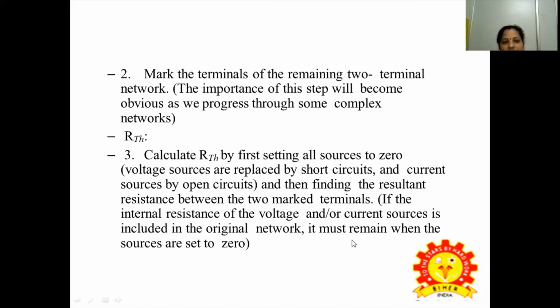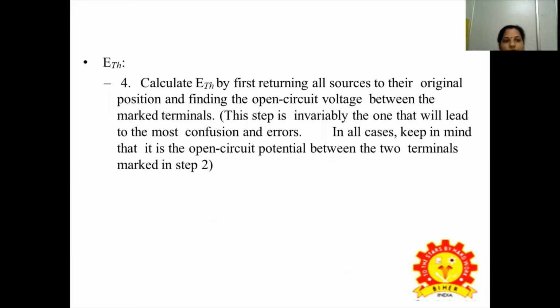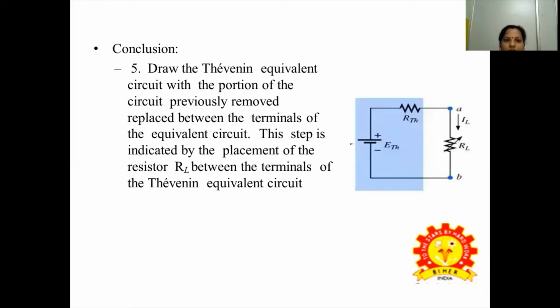So RTH: calculate RTH by first setting all sources to 0 and then finding the resultant resistance between the two marked terminals. So ETH: calculate ETH by first returning all sources to their original positions and finding the open circuit voltage between the marked terminals.